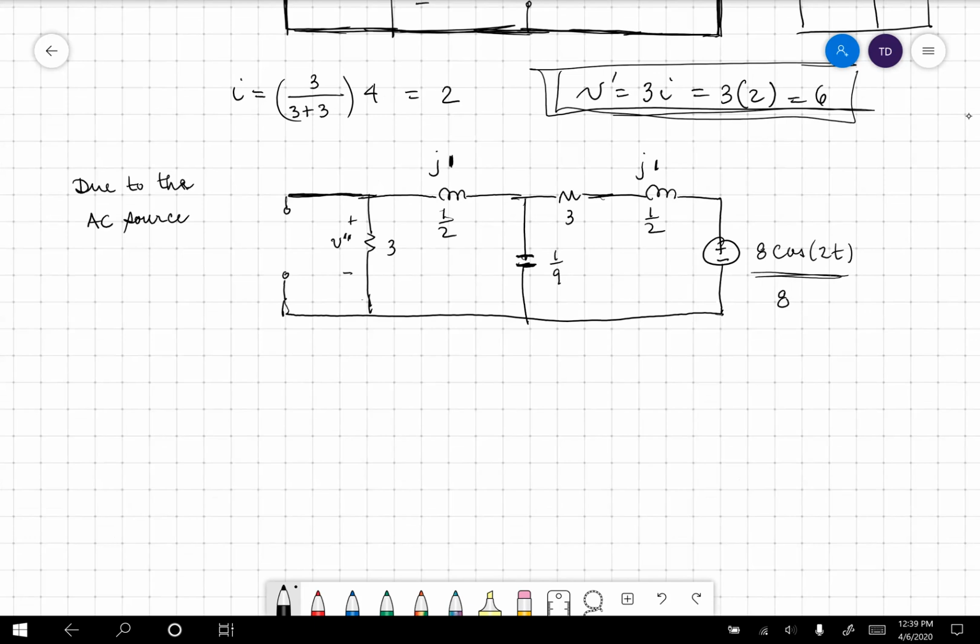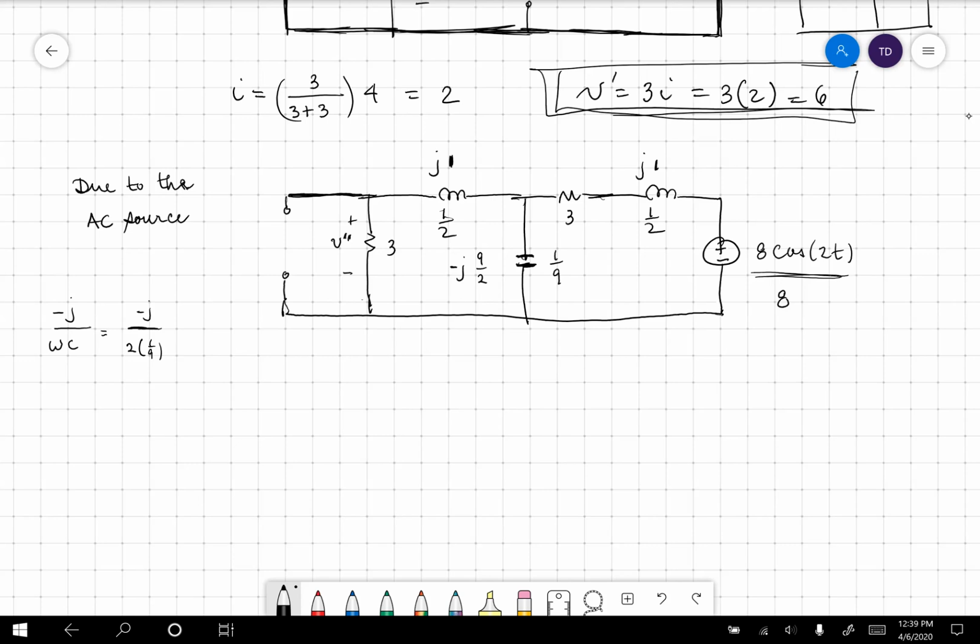And then finally, this 1/9. Just a little scratch pad on the side over here, minus J over omega times C equals minus J over omega 2 C, the value of the capacitor, 1/9. So that is all going to be equal to minus J 9/2. Yeah, they're ugly numbers, but that's okay. Don't worry about the ugly numbers.